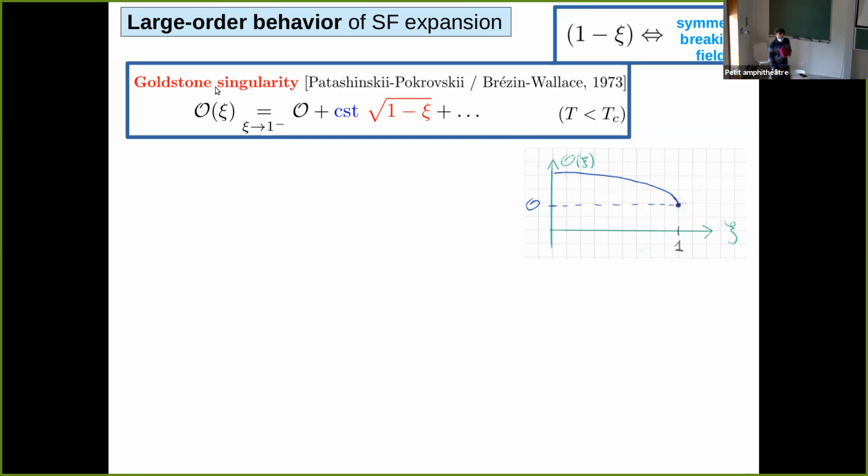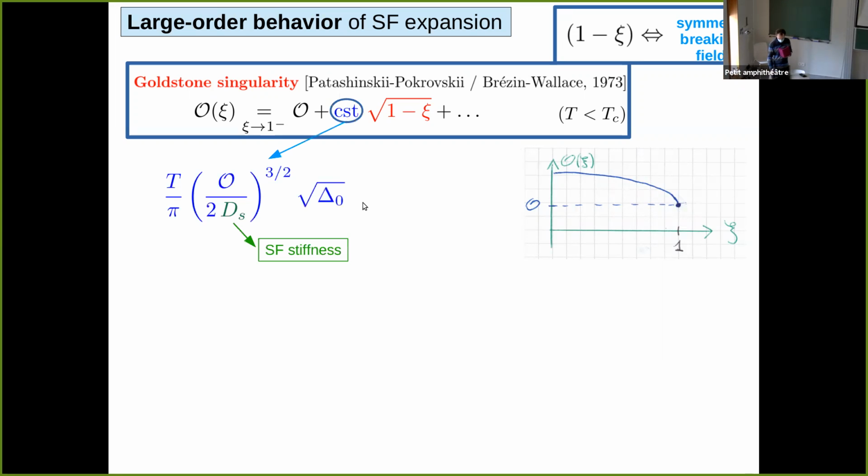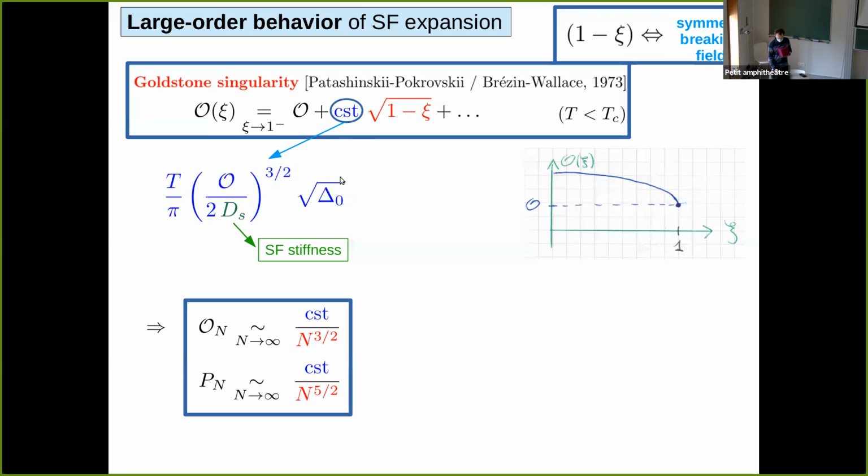And this is due to the Goldstone mode. There is also a formula for the prefactor in terms of the superfluid stiffness. So from this square root singularity, if you expand now in powers of psi, then naturally you get a power law tail for the large order behavior of the Taylor coefficients with an exponent 3/2. And for the pressure, because it's an integral of the order parameter, the exponent is 3/2 plus 1, so 5/2.